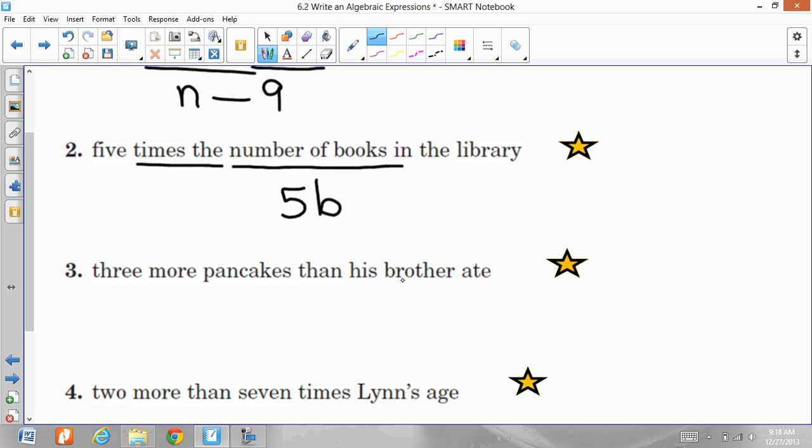3 more pancakes than his brother ate. You do not know how many pancakes his brother ate. So I'm going to call that p. And 3 more than. More than means plus, so it's going to be 3 plus p.